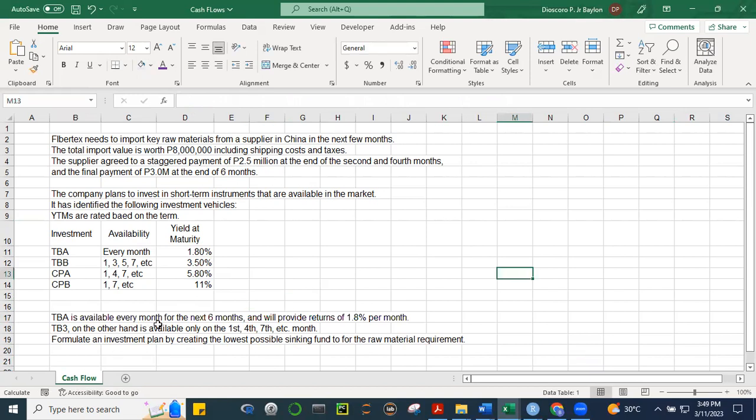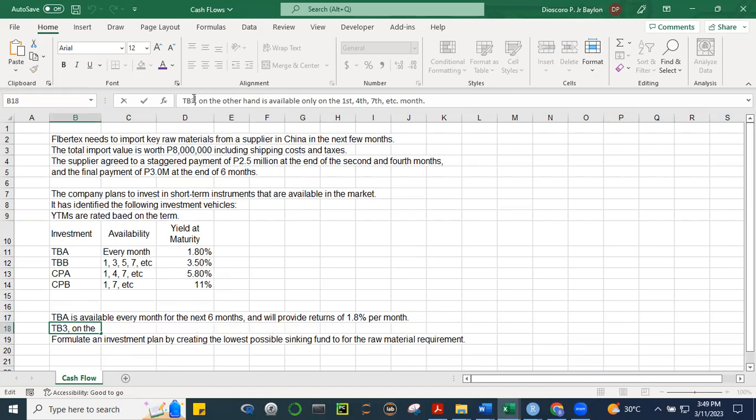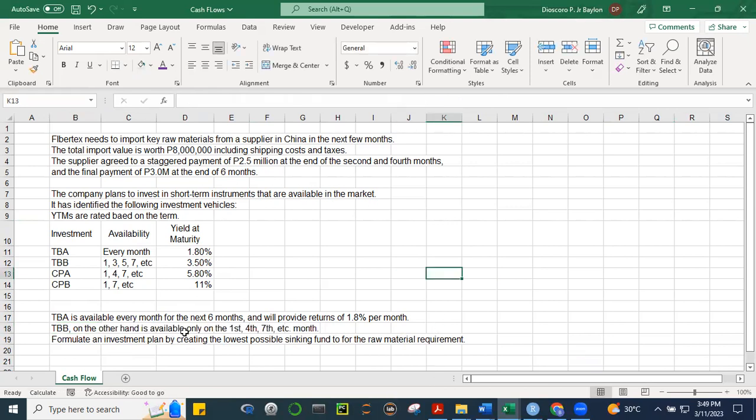TBA is available every month for the next 6 months and will provide returns of 1.8% per month. TBB, on the other hand, is available only on the first.